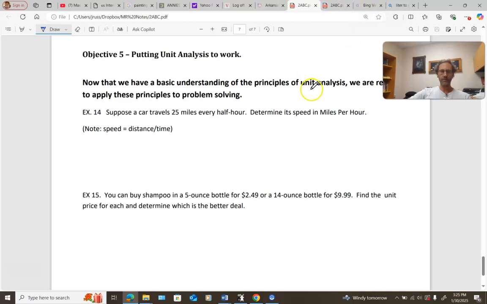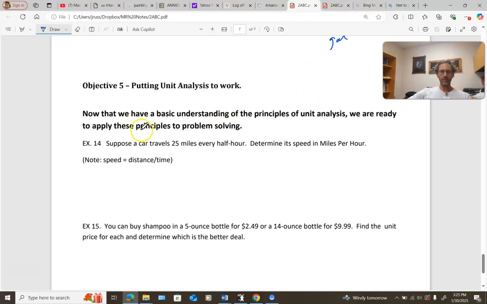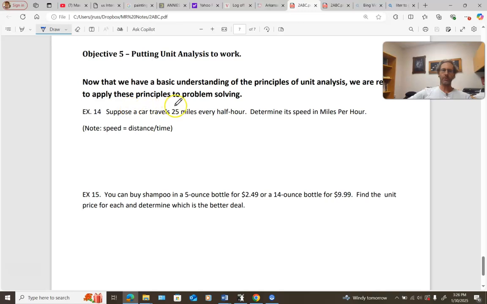All right, so let's look at these last two. It says, suppose a car travels 25 miles every half hour. So you could look at it like this, 25 miles per half hour. Now, half of an hour is the same as 0.5 hours, as a decimal. So I'm going to remember that.